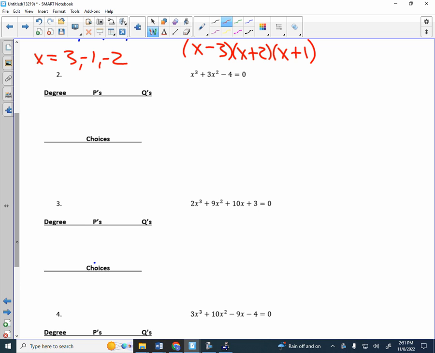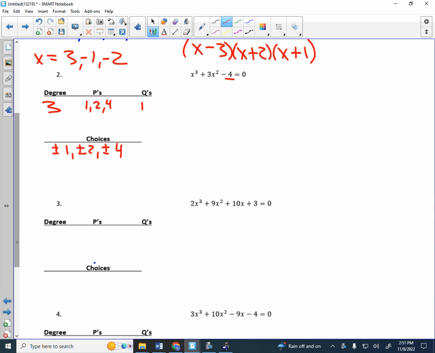Degree 3. What are my P's? Yeah, 1, 2, and 4. They're factors of that. Those are my P's. And then Q's, just 1. So that's where we start. So what are my choices? So I've narrowed it all the way down to 6. Again, that's a good deal. So what do you want to start by plugging in?